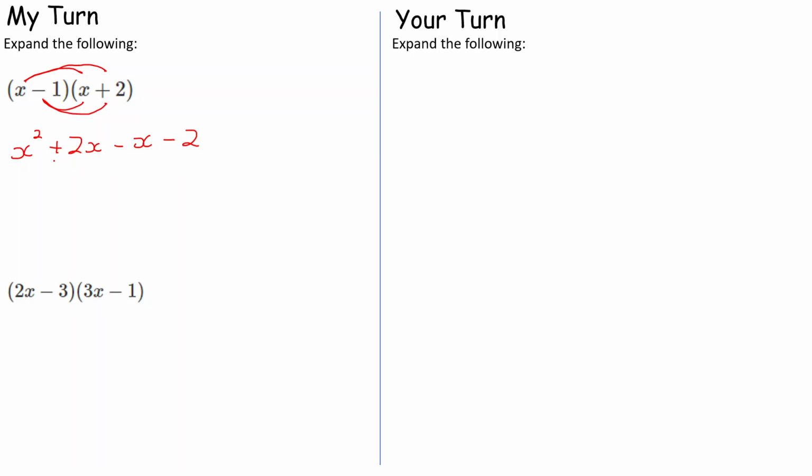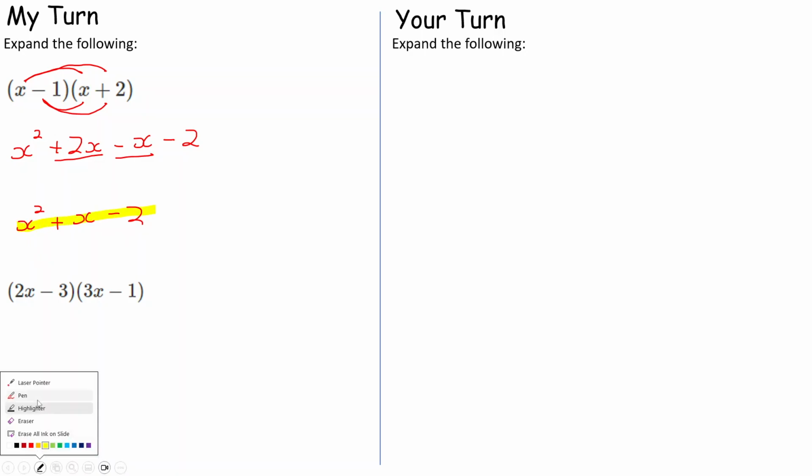You've then got your like terms. You've got a plus 2x and a negative x, which we can go and combine. So we get x squared. 2x take away 1x. You can't see it, but there's a 1 there. 2x take away 1x is 1x. 2 take away 1 is 1. So it's going to be plus 1x. So plus x. And we've got that take away 2 on the end. Finish up. And this is our answer for this one.